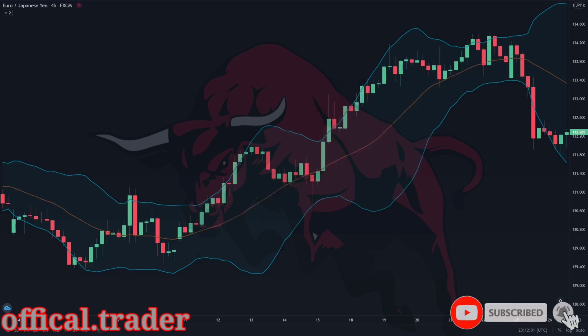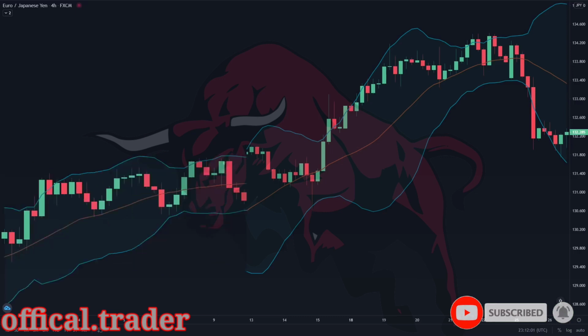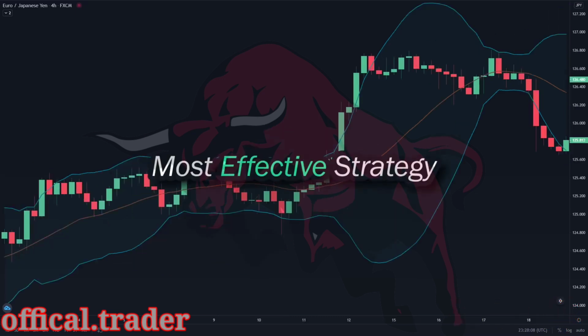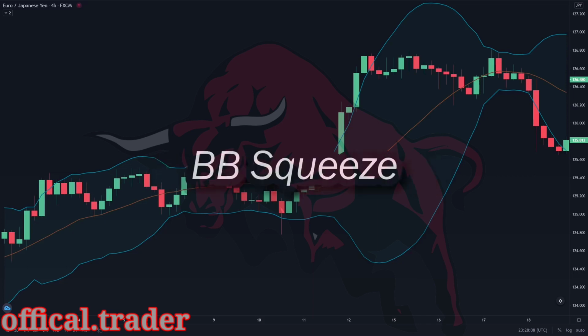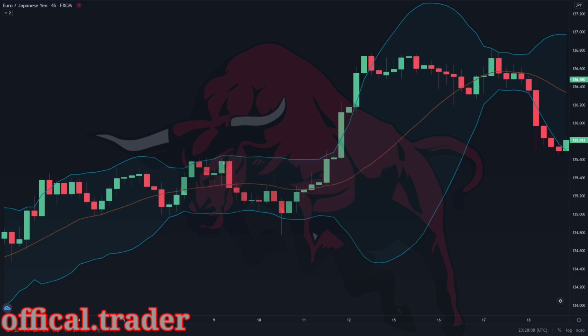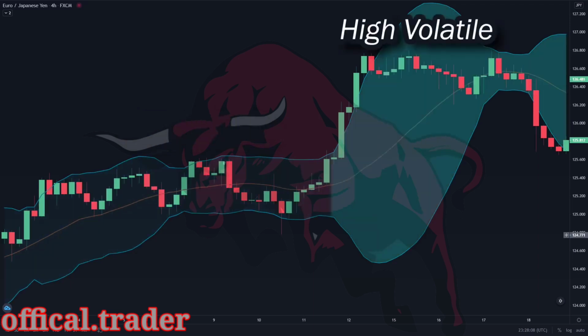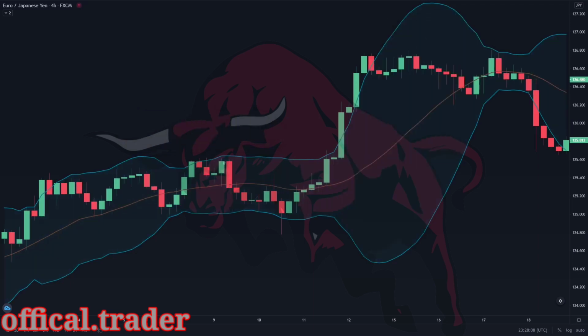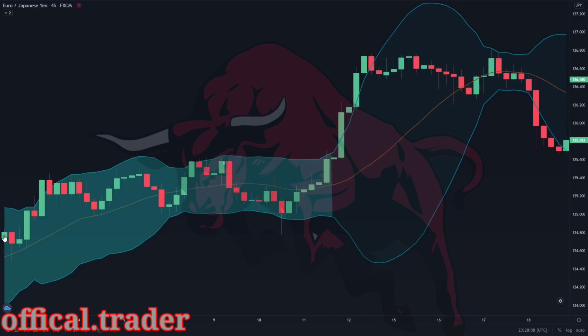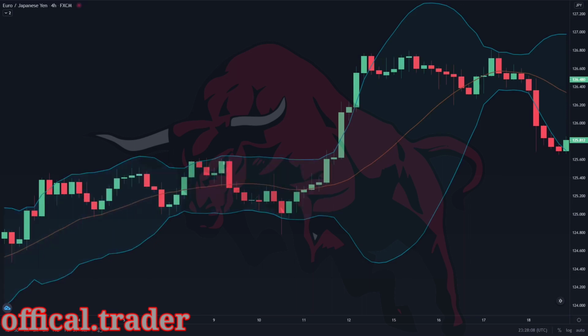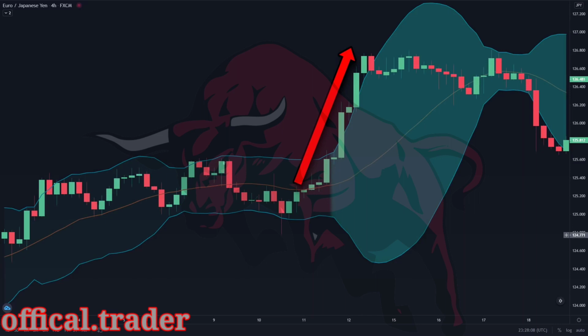So, after testing the Bollinger Bands indicator multiple times, I actually found the most effective strategy that you can use. And the strategy is called the Bollinger Band Squeeze. This strategy is based on predicting price breakouts using volatility. What you need to understand is that the volatility of the market is constantly changing from low to high and vice versa. Meaning that if the market is in a low volatility period like this, eventually, volatility will start to pick up in the future, which can lead to big price movements and breakouts.